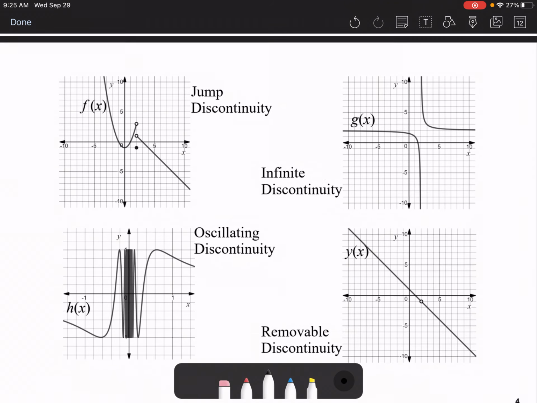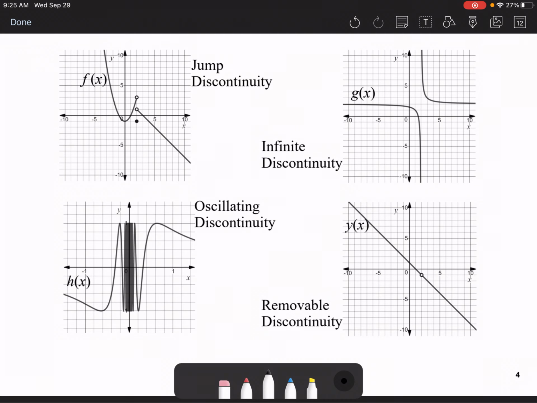Okay, so let's take a look at some discontinuities. The first example, to the very top left, is called a jump discontinuity. This occurs when your limit as x approaches a from the left for your function does not equal the limit as x approaches a from the right. However, they do equal values.